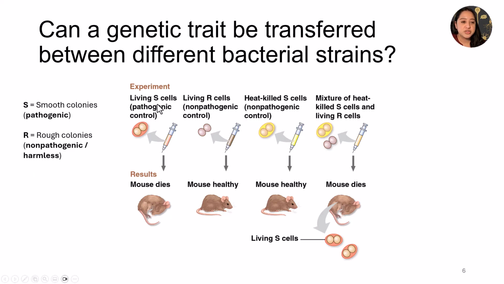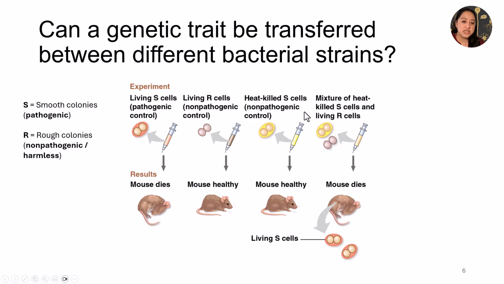So when he took those living S cells and put them into a mouse, the mouse dies. So yeah, the cells are pathogenic. They can cause disease and death. And when he put the living R cells into the mouse, for some reason, the mouse was healthy. That strain was harmless. It was non-pathogenic.